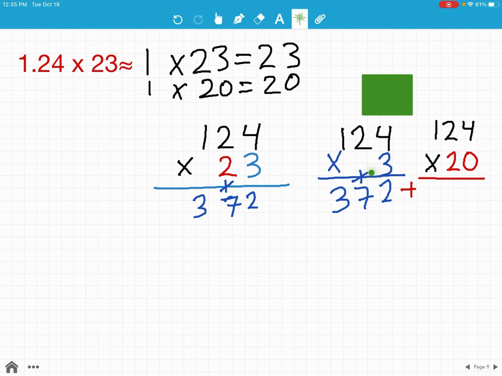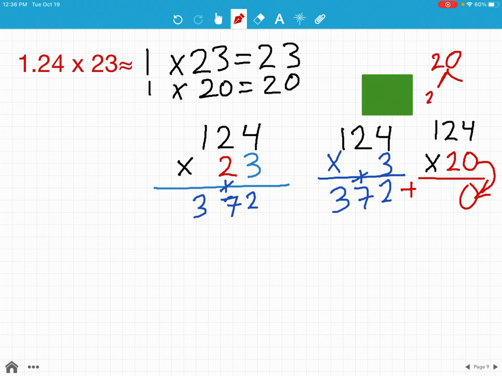So again, 4 times 3 is 12. Here's our 12. Then we have 3 times 2 is 6 plus the 1 is 7. Then we have 3 times 1 is 3. And there's the 3. Now let's go to the next problem, which is 124 times 20. So we should know that there's going to be a 0 automatically, because that's multiplying it times 2.